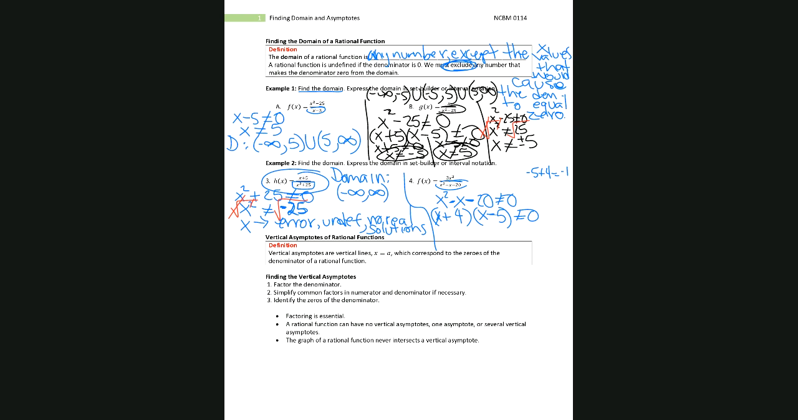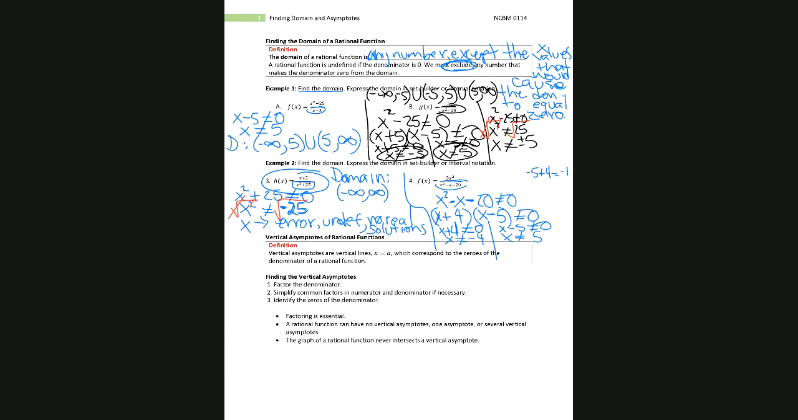So now from here, we take each factor, set it not equal to 0, and then solve for x. So we get x does not equal negative 4. And for the other one, x minus 5 does not equal 0, so that would be x does not equal positive 5.